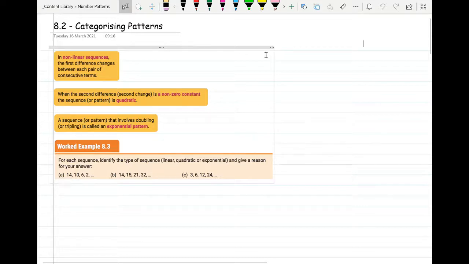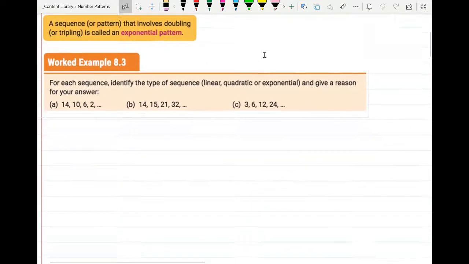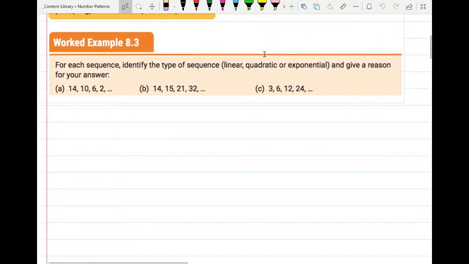Now, over the last number of lessons, we've been looking at linear sequences, or another name for linear is arithmetic sequences. It doesn't matter which name you give them. And so we're familiar with linear or arithmetic sequences. And we can identify a linear sequence because the first difference is always constant. So the difference between the terms is constant. So that's an easy one to categorize.